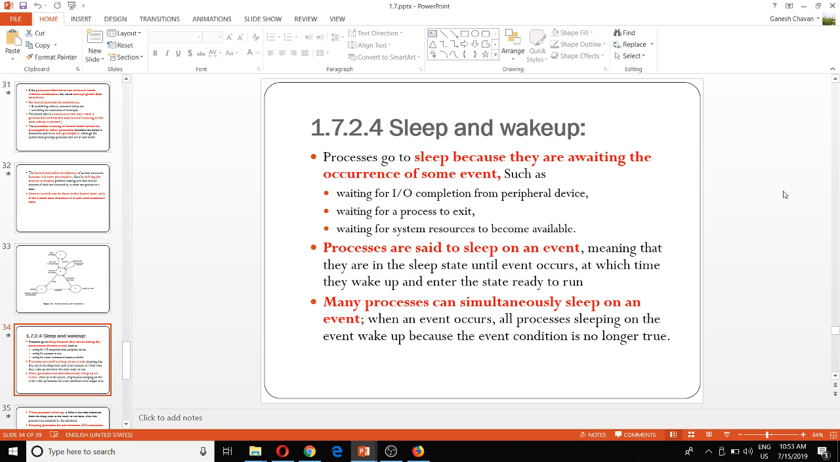Sleep and wake up. Processes go to sleep because they are waiting for the occurrence of some event, such as waiting for IO completion from a peripheral device, waiting for a process to exit, or waiting for a system resource to become available. Processes are set to sleep on an event, meaning that they are in the sleep state until the event occurs, at which time they wake up and enter the state ready to run.